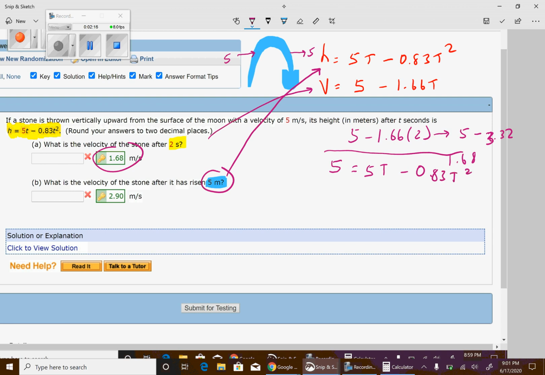I'm going to erase this. That's a quadratic equation, so setting that equal to 0, I have 0.83 t squared minus 5t plus 5 equals 0. So for my quadratic equation, a is 0.83, b is negative 5, c is positive 5. And I'm going to pause just a second while I work that out on the quadratic equation.